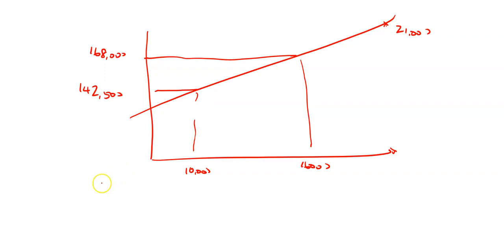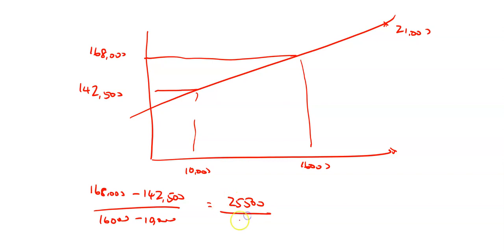Exactly the same approach. 168,000 minus 142,500, divided by 16,000 minus 10,000. 168,000 minus 142,500 is 25,500, divided by 6,000, takes us to £4.25. So all I have to do is take that £4.25.